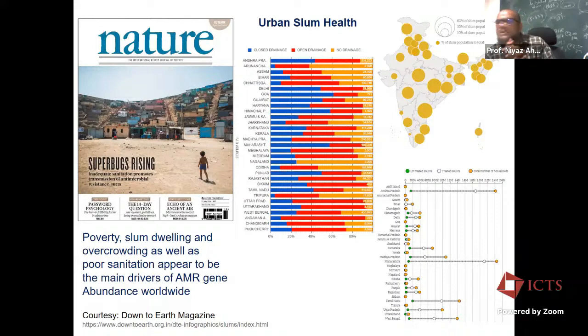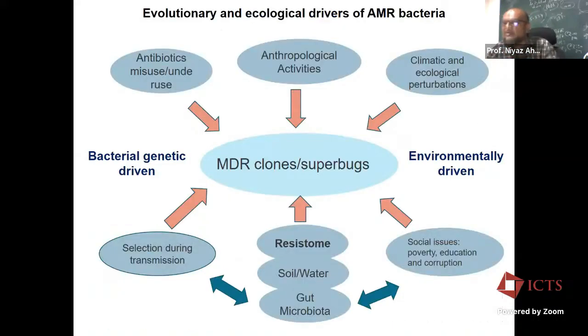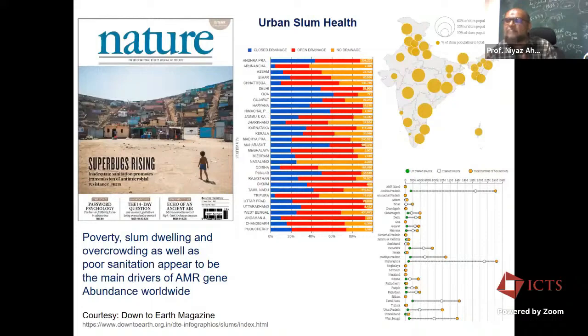Some of these factors are anthropogenic factors, as we have seen in this slide, and we will dissect them a little bit. For example, some time back there was a front page cartoon in the Nature magazine in which it was written, "Superbugs are rising." In the backdrop of it was the photo of a shantytown. I was wondering, what is the relevance of projecting a shantytown in the context of MDR bacteria?